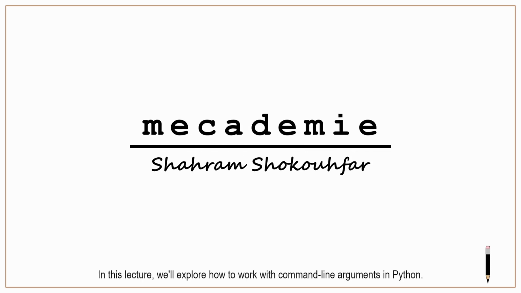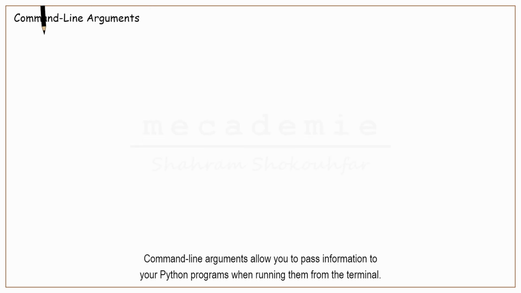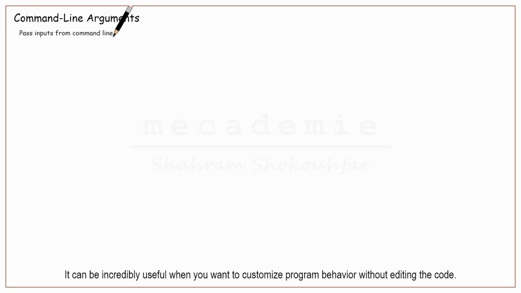In this lecture, we'll explore how to work with command line arguments in Python. Command line arguments allow you to pass information to your Python programs when running them from the terminal. It can be incredibly useful when you want to customize program behavior without editing the code.